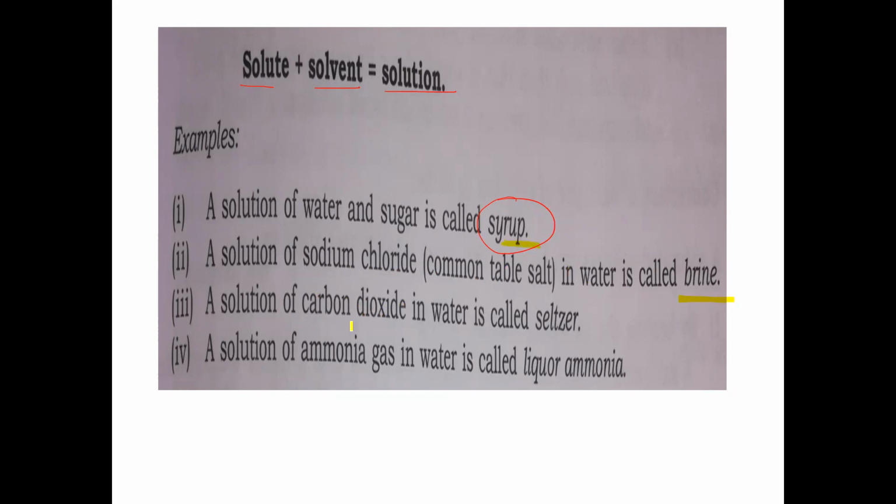Next, a solution of carbon dioxide in water is called Seltzer. Generally, soda water is nothing but carbon dioxide gas in water, called Seltzer. Next, a solution of ammonia gas in water, a gas in water type, is called liquor ammonia. Liquor ammonia is nothing but ammonia gas dissolved in water. So these names you have to remember.